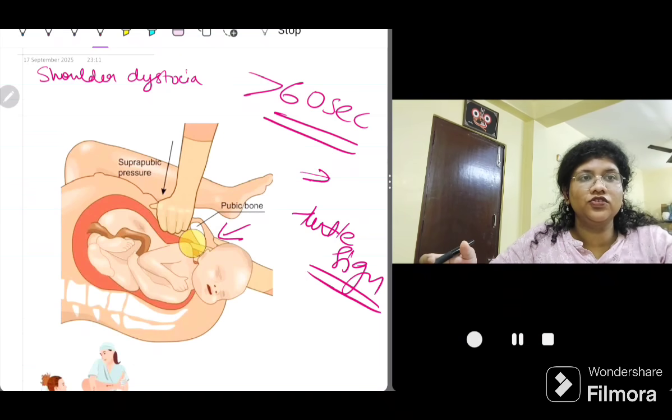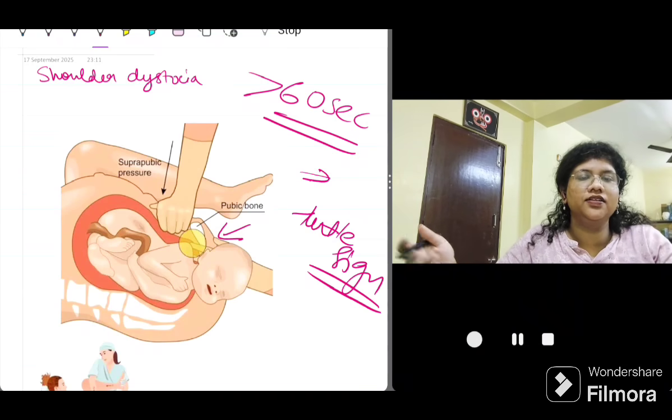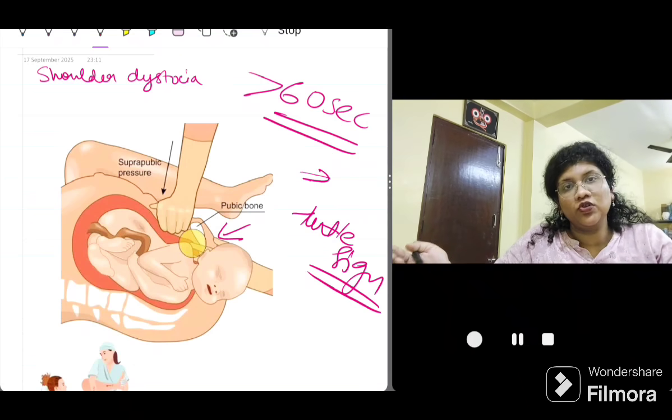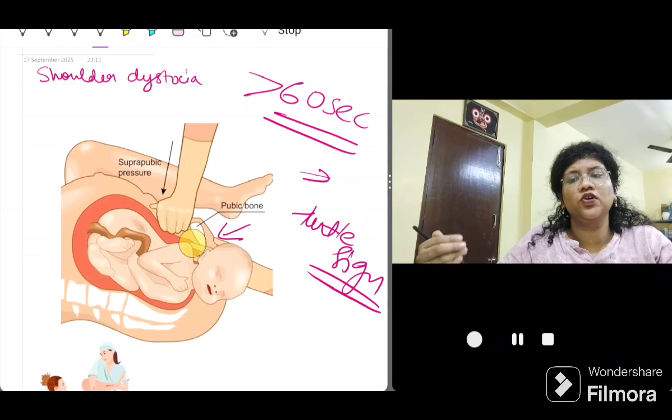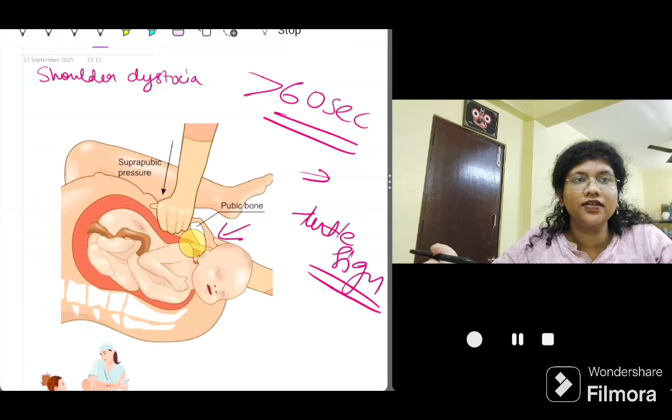What is the pathophysiology of shoulder dystocia? It is mainly that the anterior shoulder gets impacted under the maternal symphysis pubis. It may also happen that the posterior shoulder has got impacted in the sacral promontory. But remember that the anterior cause is more common than the posterior cause.